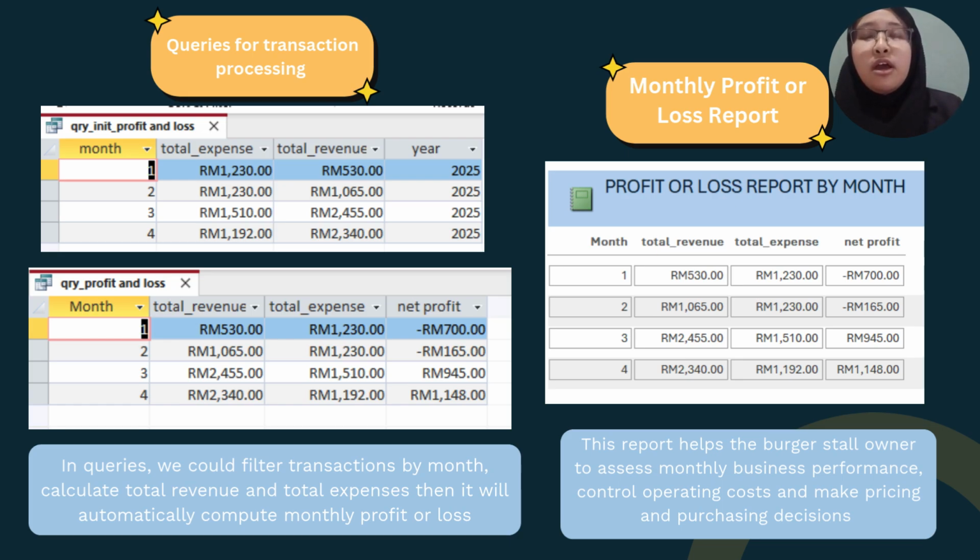Next, I will go to the monthly profit or loss report. This is a profit or loss report by month, which we carry forward from the query profit and loss. It shows the month, their total revenue, their total expense, and their net profit, all concluded in the report. This report helps the burger store owner to assess monthly business performance, control operation cost, and make pricing and purchase decisions.